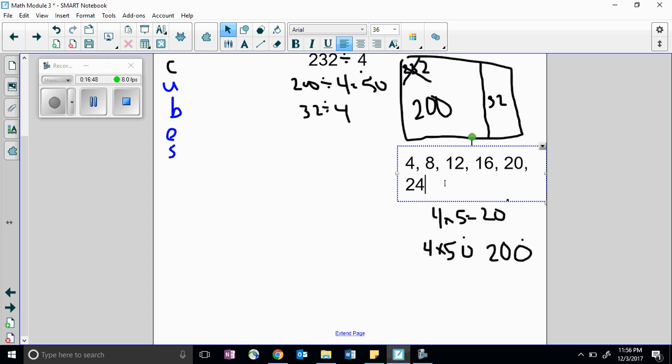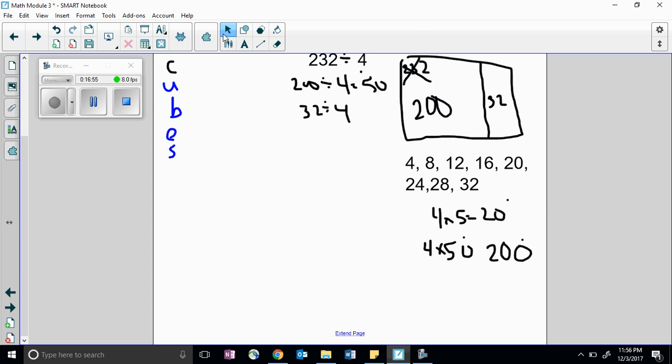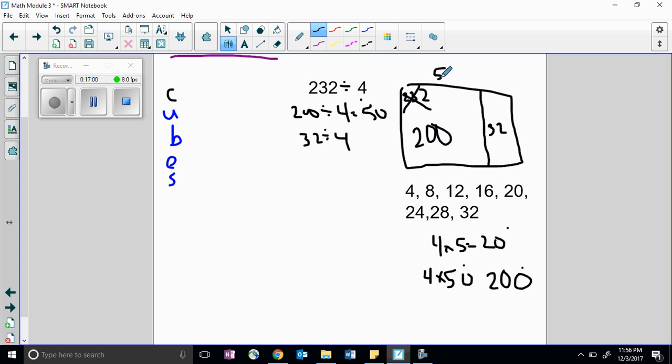4, 8, 12, 16, 20, 24, 28, 32. Stop! I've got a match. So now, I forgot to put my 50 up here. What's my match to 4 times something equals 32? 4 times 1, 4 times 2, 4 times 3, 4 times 4, 4 times 5, 4 times 6, 4 times 7, 4 times 8. So when I divide it, I get 8. When I put 50 and 8 together, what do I get? A big old 58. 50 and 8. 58. Yup.